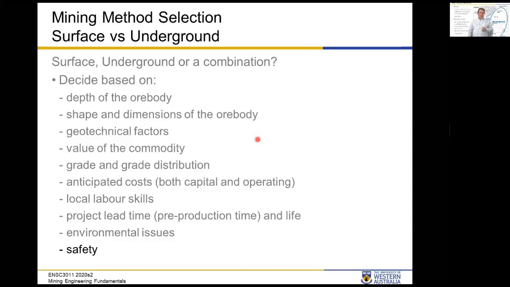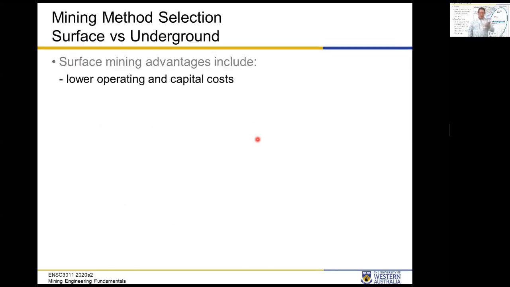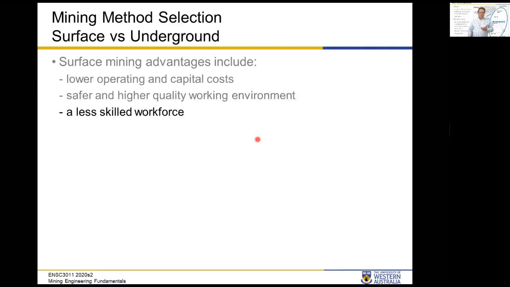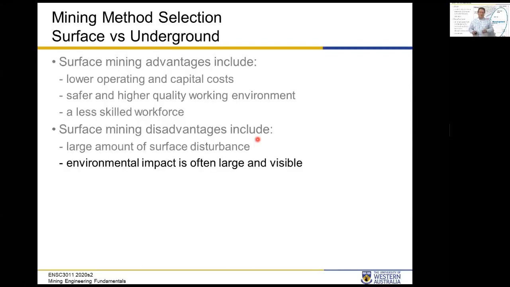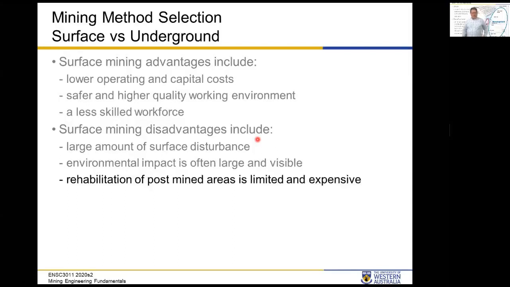Safety, surface mining inherently has a slightly better safety record because you've got bigger equipment, more mechanisation, so less people per tonne, if you like, and also no rocks above your head to fall on you. So broadly, surface mining advantages: lower cost, which is always popular, safer and high quality working environment, which the workers often prefer, and a less skilled workforce, it's easy to get. Disadvantages really are this surface disturbance, and if you don't do it right, the area is large and visible and expensive.